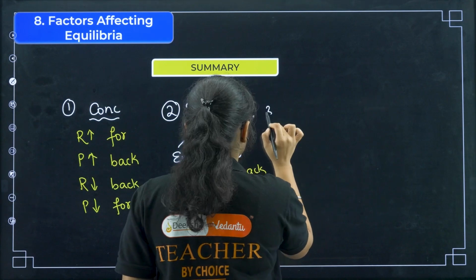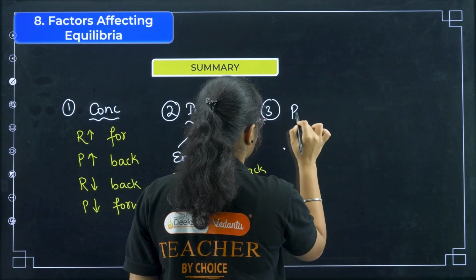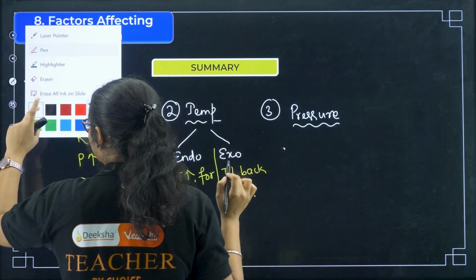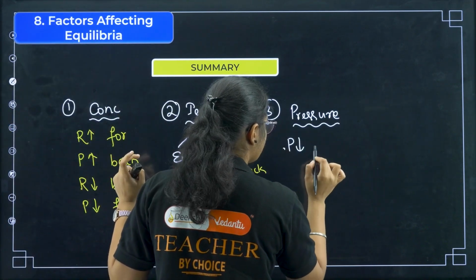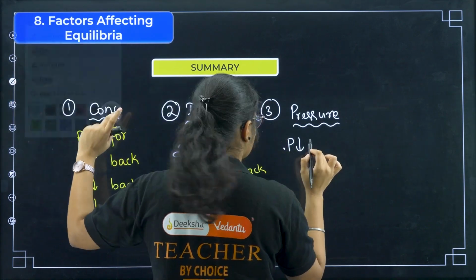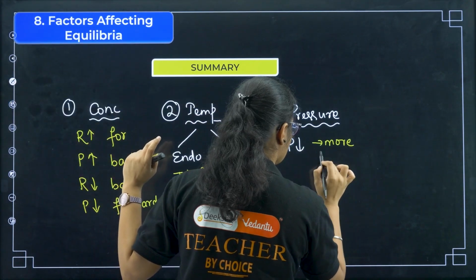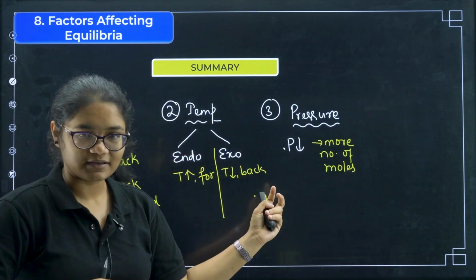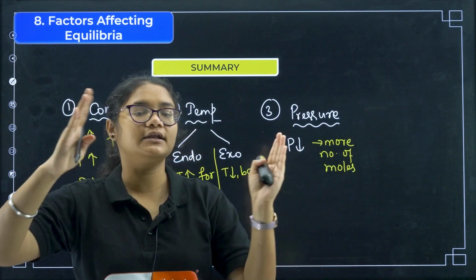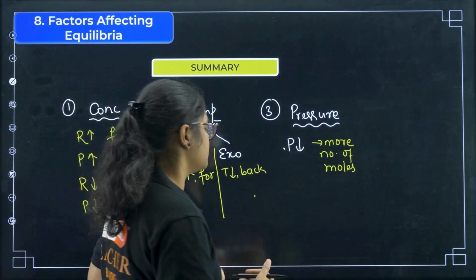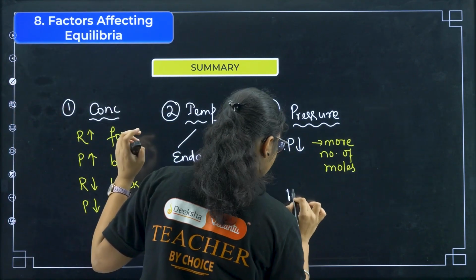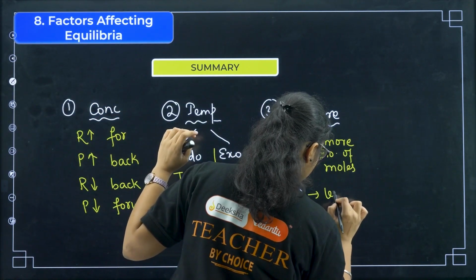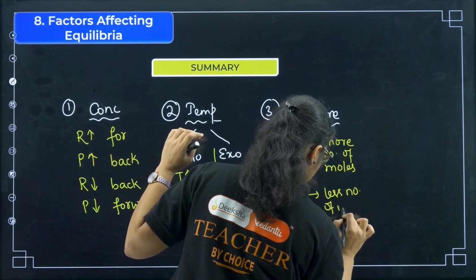Next, third one is pressure. If pressure is decreased, then the reaction will go towards more number of moles. If pressure is decreased, the reaction will try to increase the pressure. To increase the pressure, it will go towards more number of moles. Next, if pressure is increased, the reaction will try to decrease the pressure. To decrease the pressure, it will go towards less number of moles.